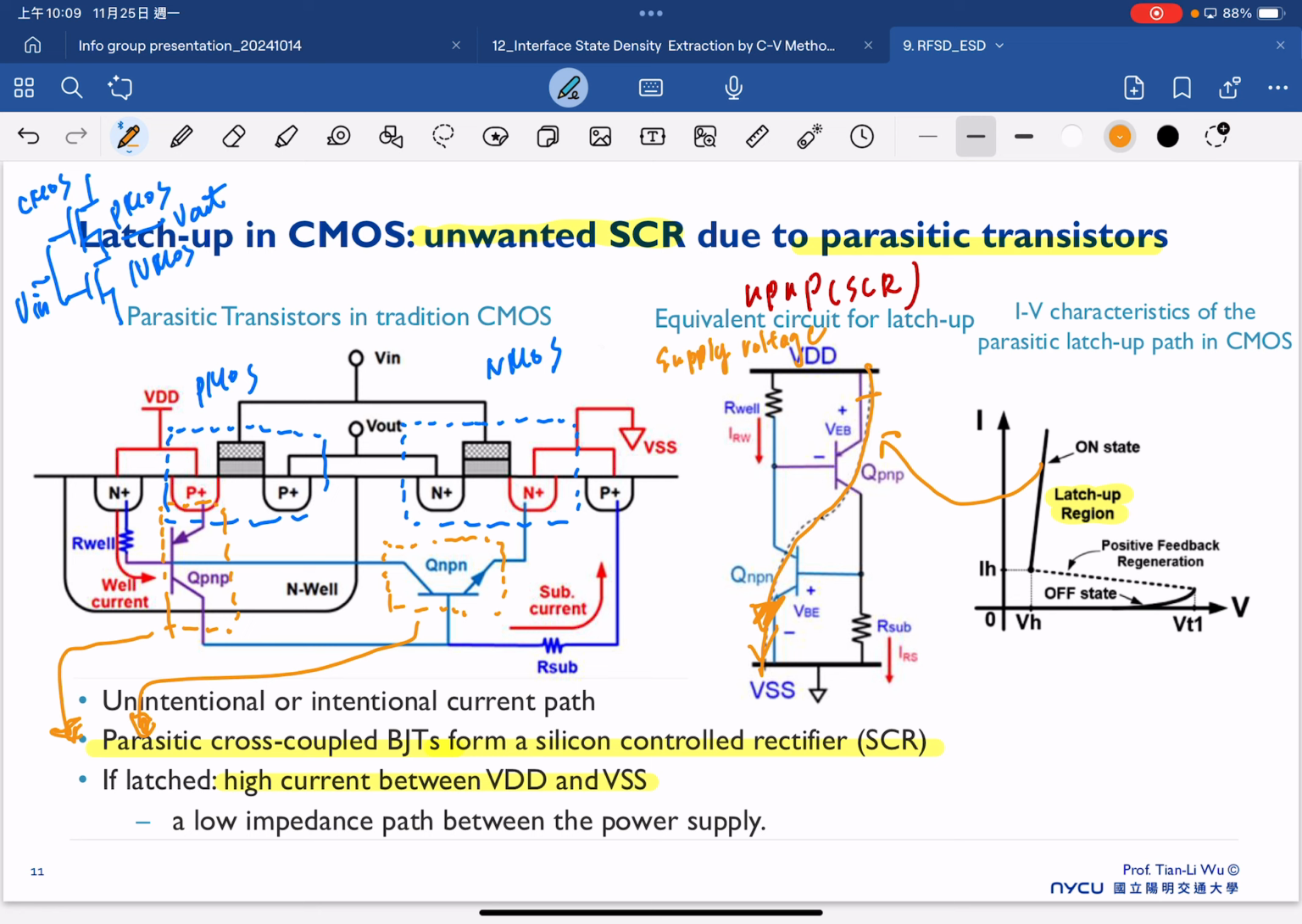The high current between VDD and VSS will cause a low impedance path between the power supply here. So that's an issue we will have once the latch-up event is happening.